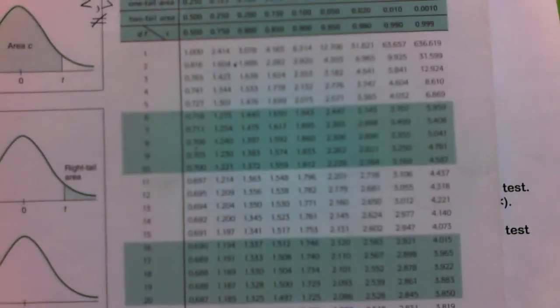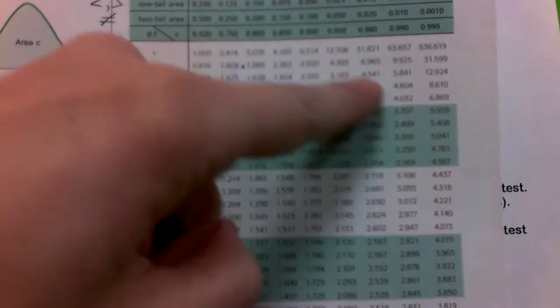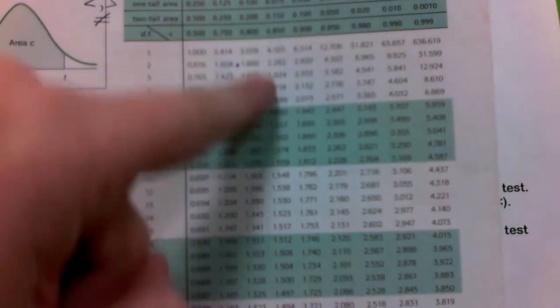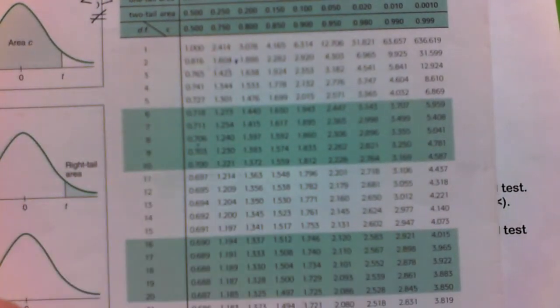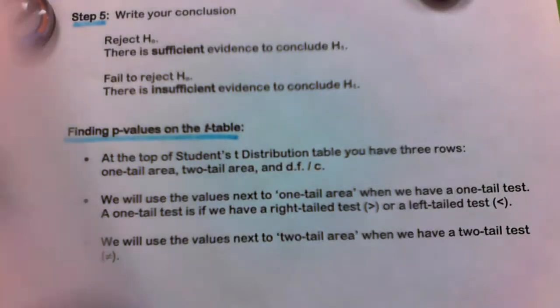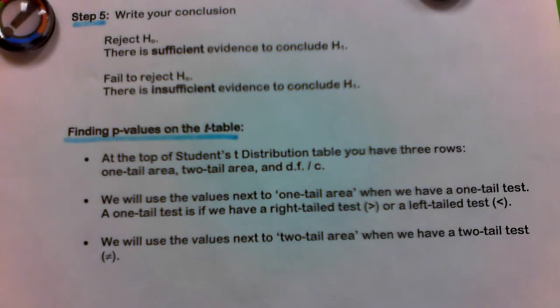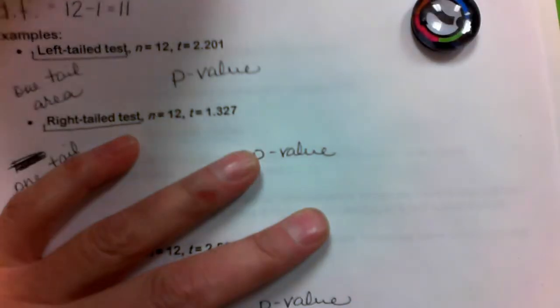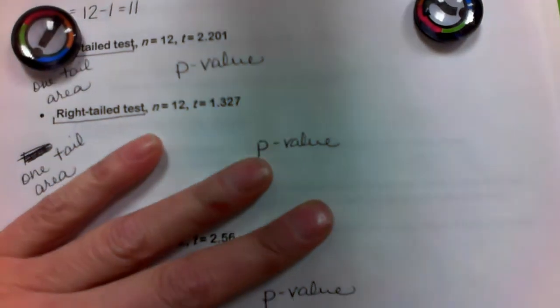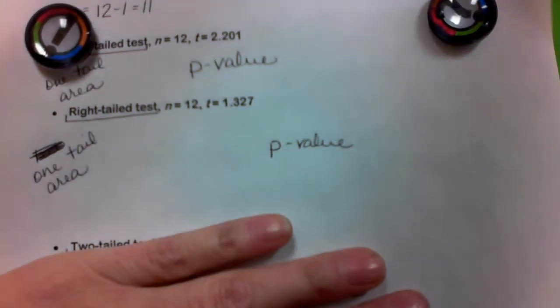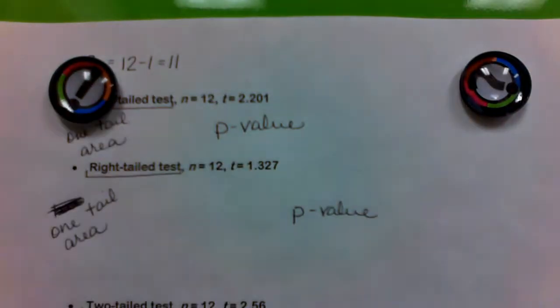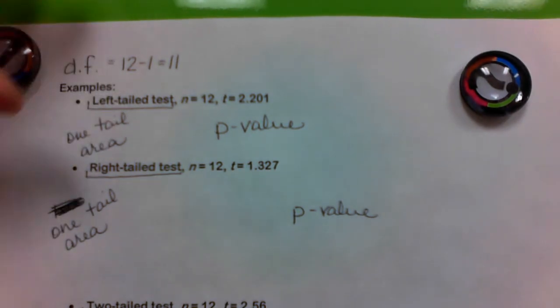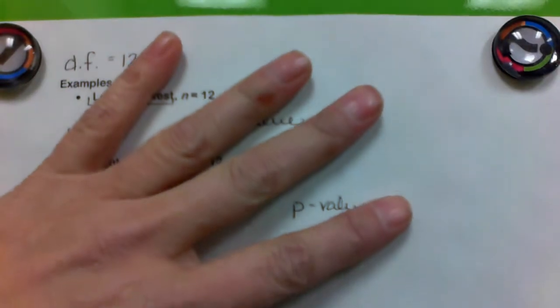Now, what we will be doing is looking for the t that we calculate in step 2, the test statistic. We're going to be looking for that number in here. So let's just do some examples of how to use the t-table before we actually do an application type problem. Now, this whole sheet of our notes is just learning how to use the t-table.